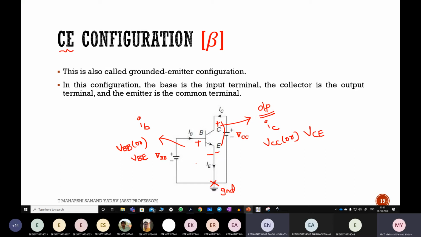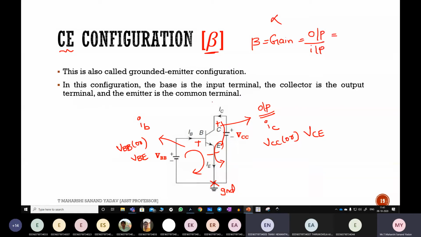Clear, or any more doubts with this? Simply check within this loop, followed by this loop. So this is nothing but the input part, and this is nothing but the output part. Similar to alpha, which is nothing but a gain, in case of common emitter we call it beta. This is also gain. So gain is nothing but output by input.